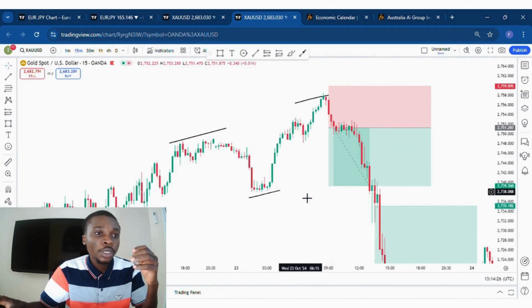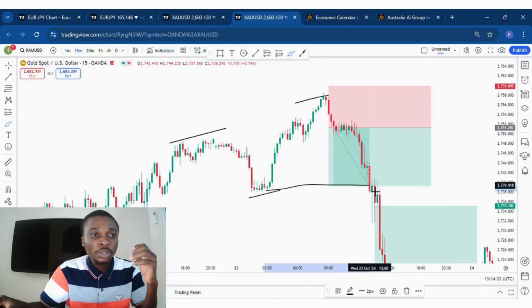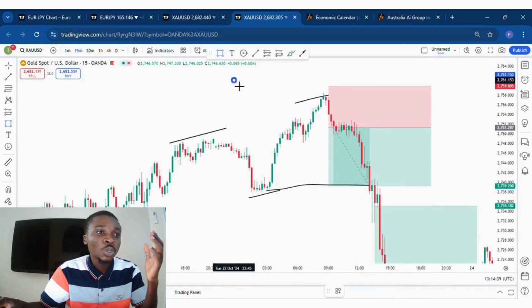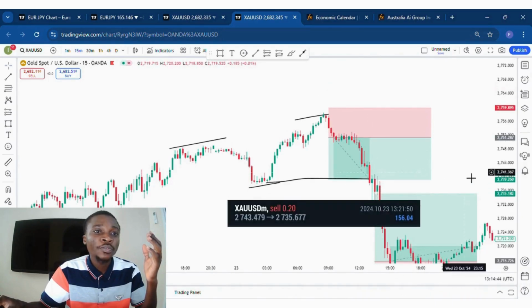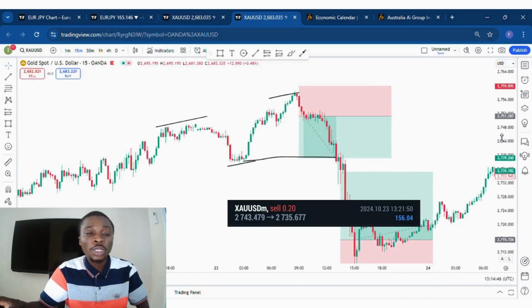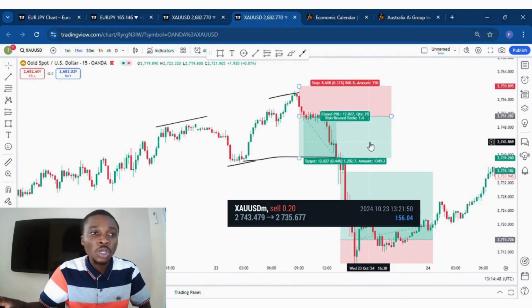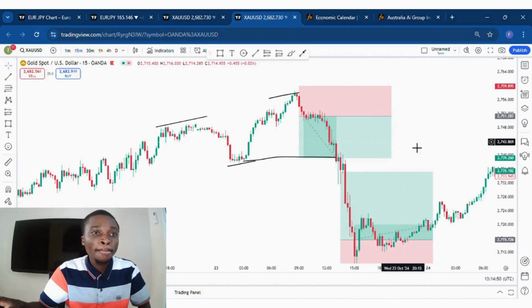I shorted it all the way down to this point. Then I took my profit right at this point. I was expecting a reversal, but price didn't reverse. Instead, price broke out of our demand zone. On this trade, I made $150 on a $300 account, which is pretty nice.